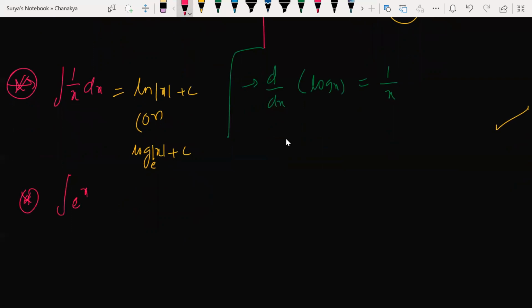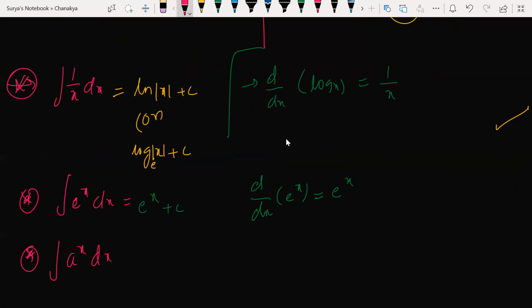The integral of the exponential e power x dx is the same as the differentiation: e power x plus c only. Now d by dx of e power x is what? e power x only. Is it clear?